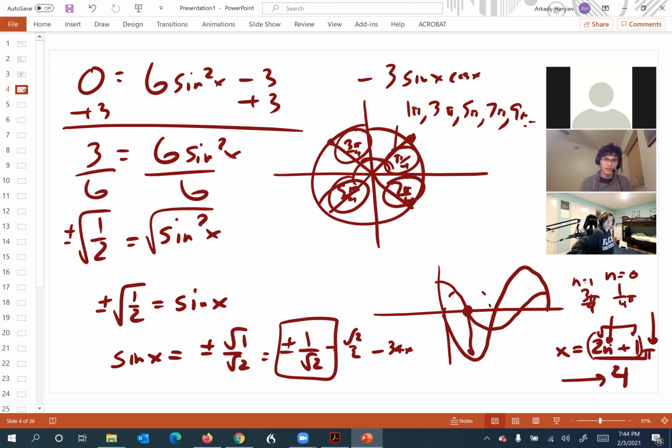Gotcha. Will not be on the test, how about that? If it was on the test, we would just get to sine x equals plus or minus root 1 over, or 1 over root 2, and that would be it.